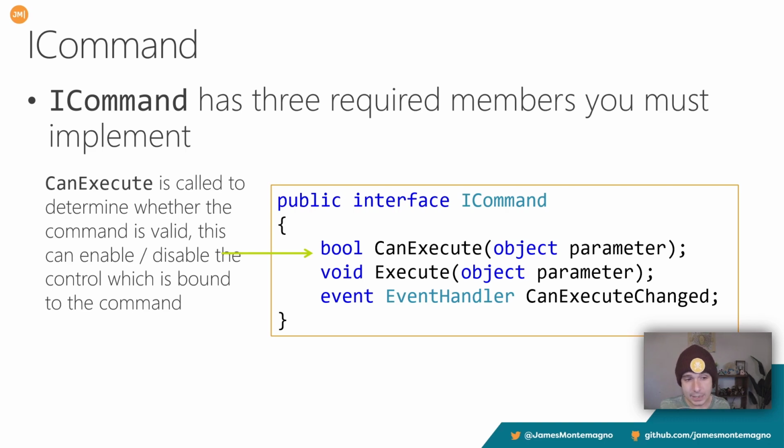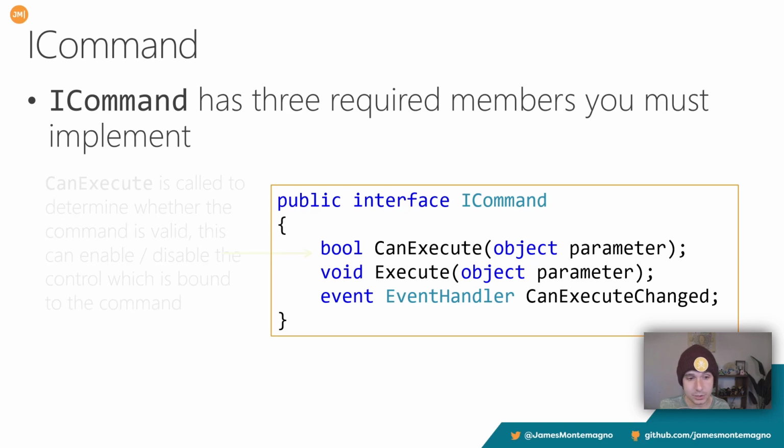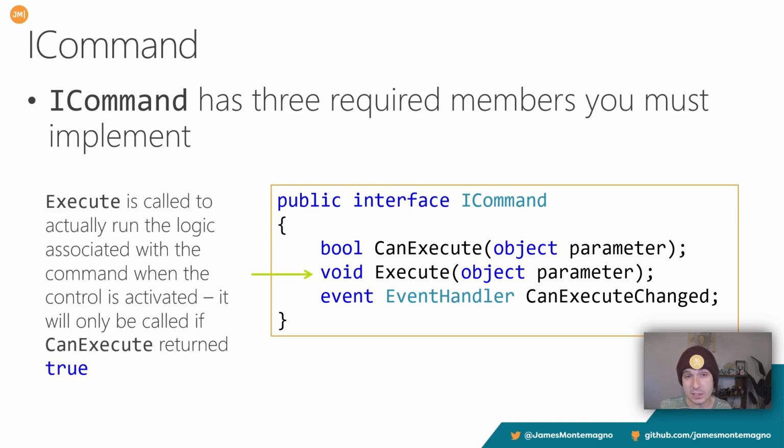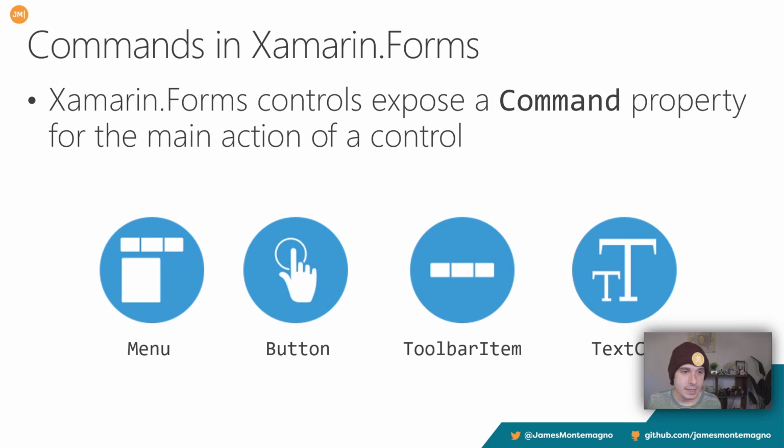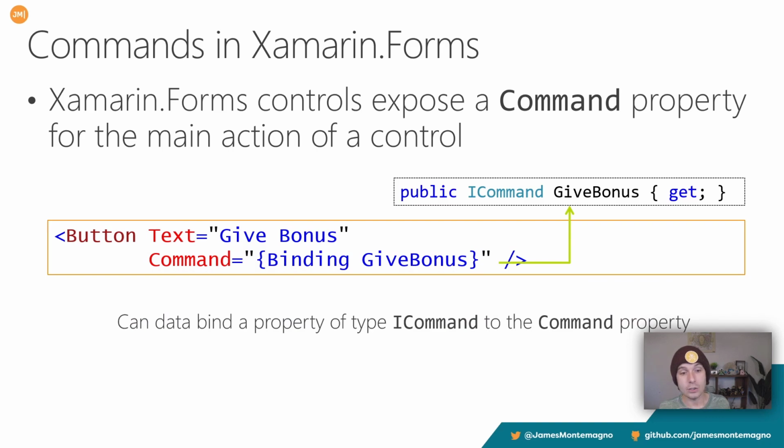So again, CanExecute is going to be called to determine whether it's enabled or disabled. Execute is actually executing the method. And then CanExecuteChanged is something that we can call manually and raise an event when we're going to change that, so the CanExecute can be recalled. Like I said, Xamarin.Forms has this built into a bunch of different user interface controls, such as menus, buttons, toolbar items, text cells, and a bunch of others. And it looks a little bit like this.